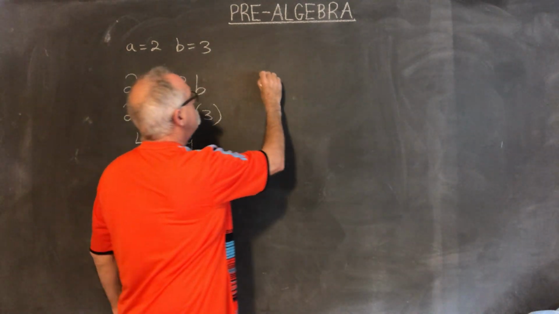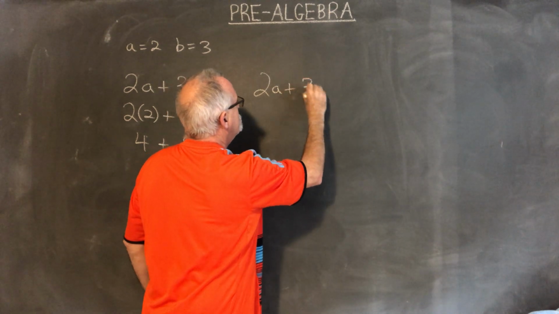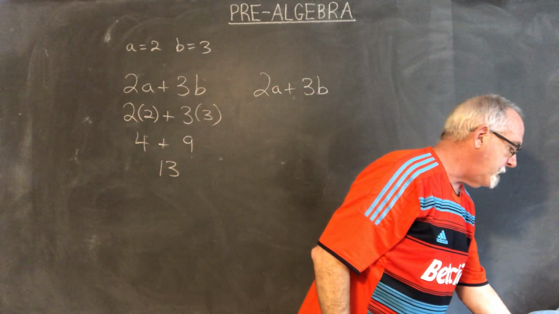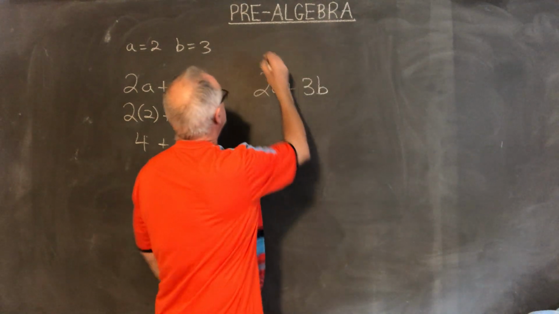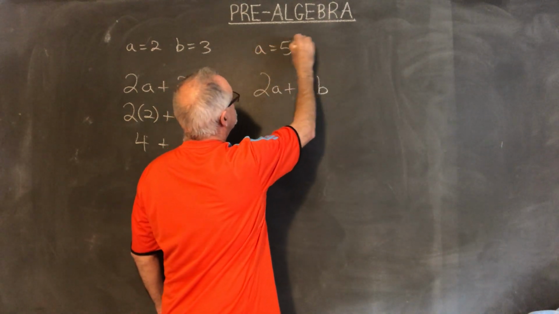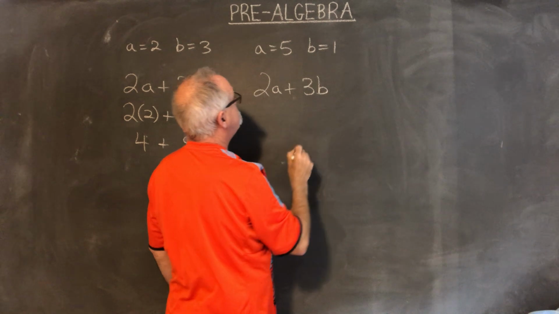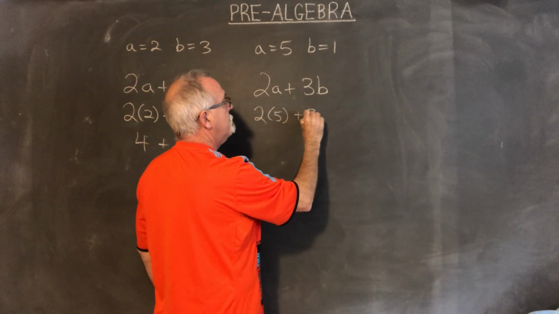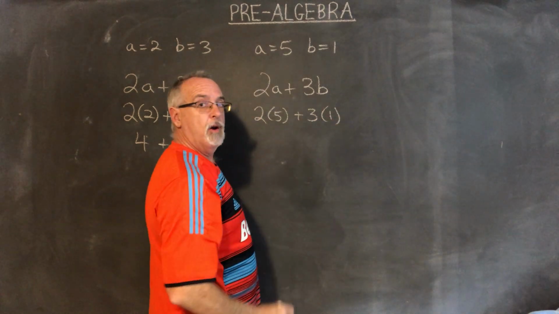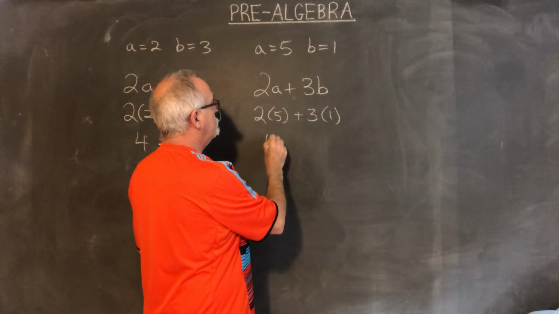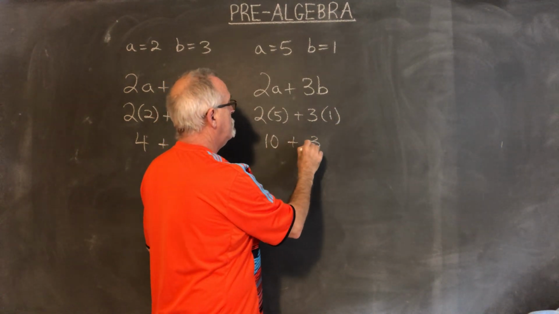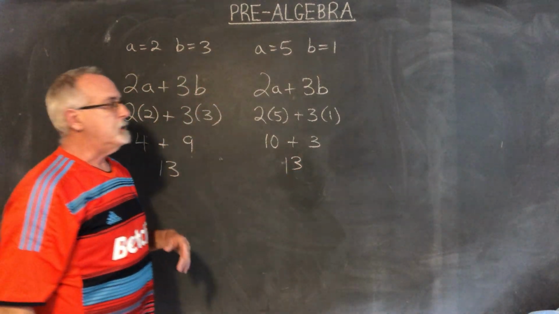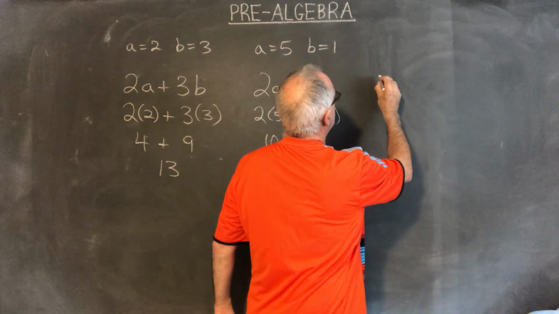I'm just following the order of operations. Let's do it again, but with different choices of values for a and b. How about if a is 5 and b is 1? A equals 5, b equals 1. Therefore, I have 2 times 5 plus 3 times 1. No problem. 2 times 5 is 10, 3 times 1 is 3, 10 plus 3 is equal to 13. Hey, I got the same answer. That's just a coincidence.